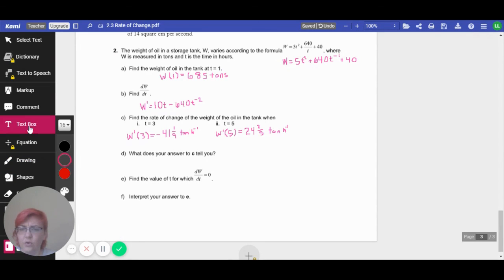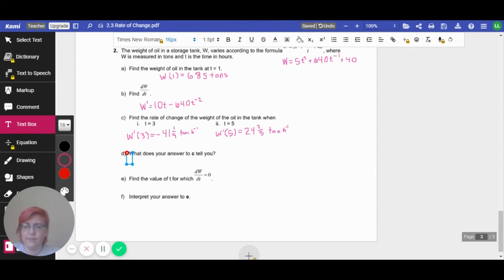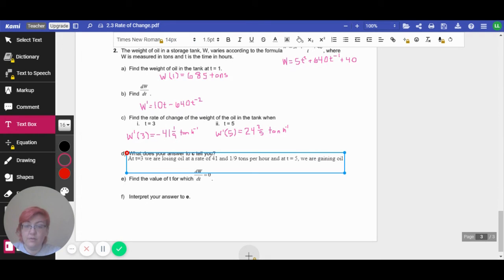All right, so let's write that out. At t equals 3, we are losing oil at a rate of 41 and 1/9 tons per hour. And at t equals 5, we are gaining oil at a rate of 24 and 2/5 tons per hour.